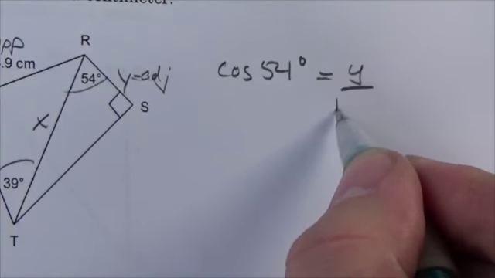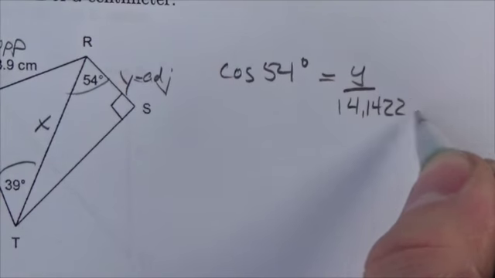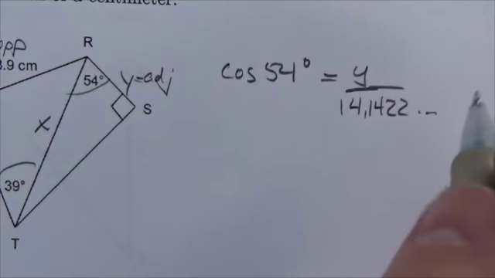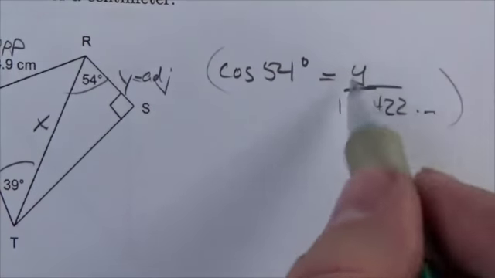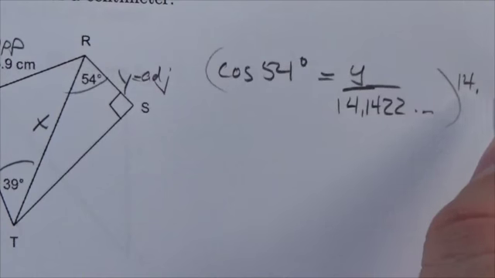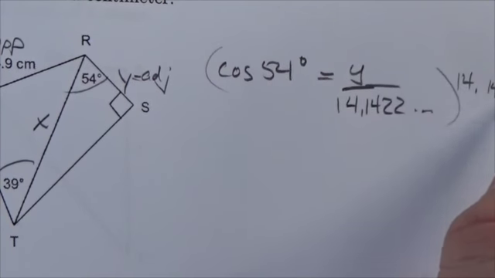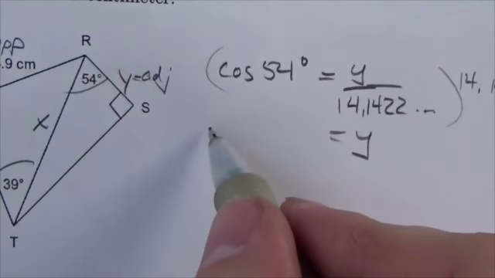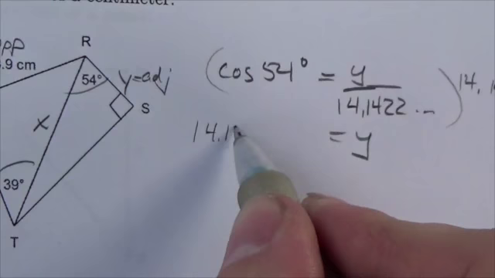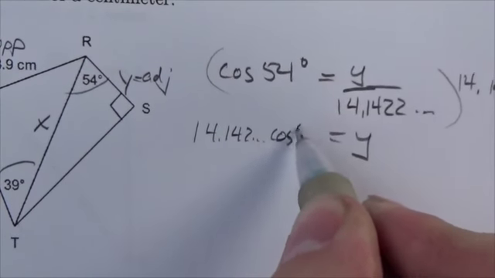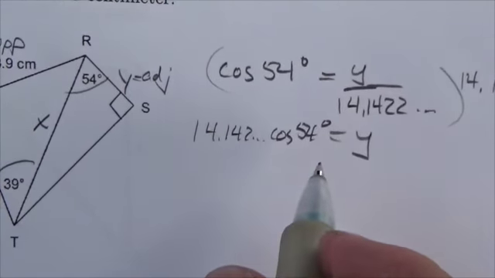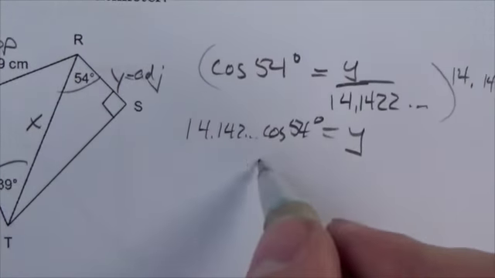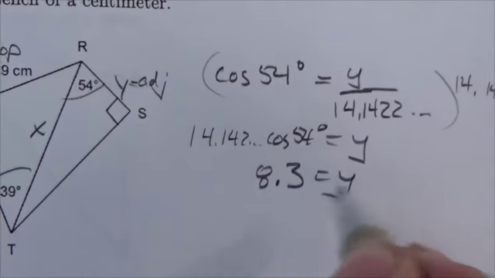Now I know that that's going to be 14.1422 and so on. I'm leaving that number in the calculator. I'm not going to round until I'm done. That will be my very last step. To get the y by itself, I will multiply by that 14.142 and so on. So on the right-hand side, that's just going to leave me with y. Over here, I'm going to get 14.142 and so on times the cosine of 54 degrees. And now, when I just multiply those two together, I get 8.3 as my y value.